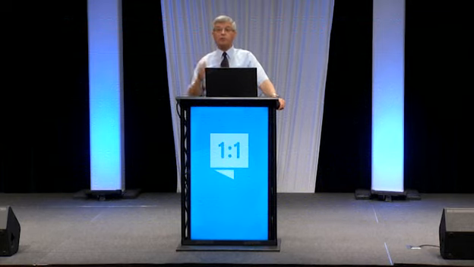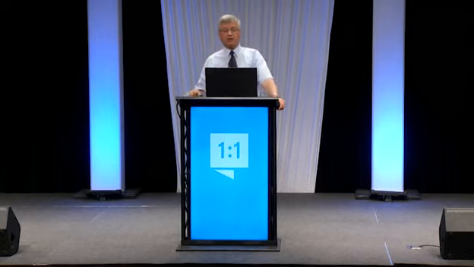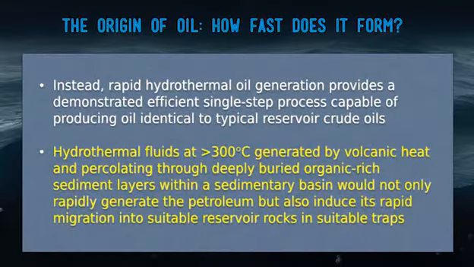That's exactly what we're observing in the Guaymas Basin off the coast of Mexico. A single-step process capable of producing oil equivalent to typical reservoir crude oils. So the hydrothermal fluids generated by volcanic heat, if it percolates through deeply buried organic rich sediment layers in a sedimentary basin, i.e. after they've been deposited during the flood, would produce oil rapidly, which would then migrate rapidly into suitable traps.